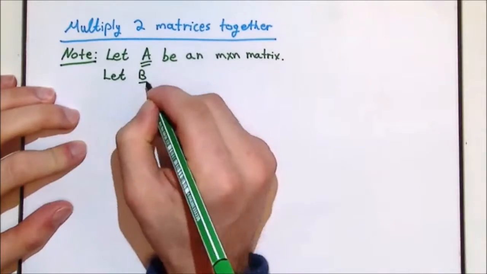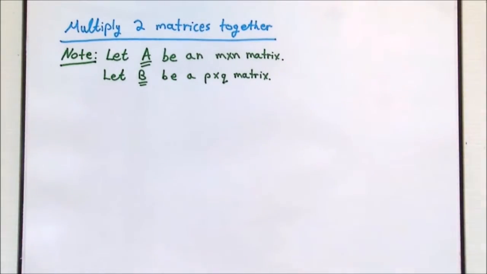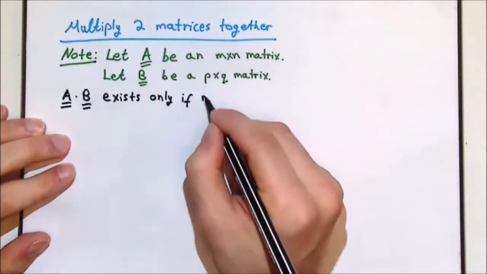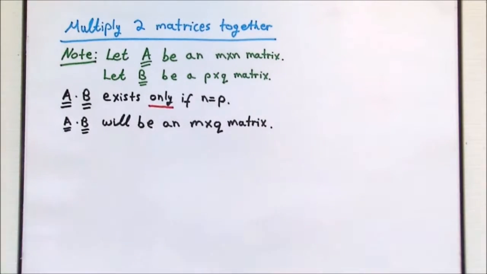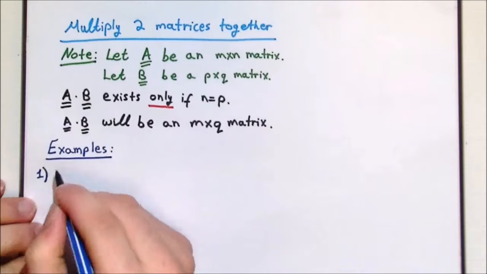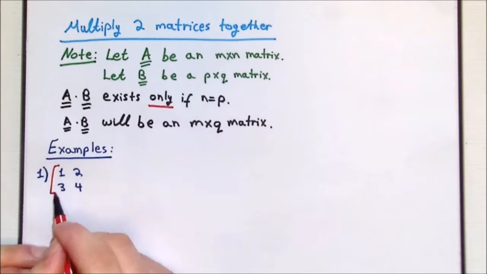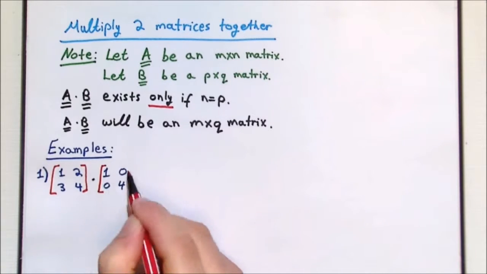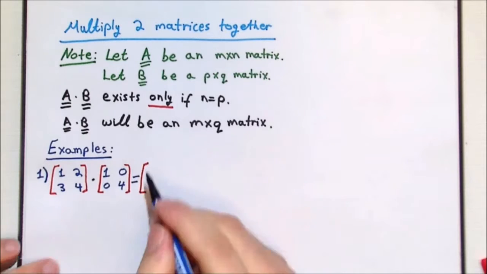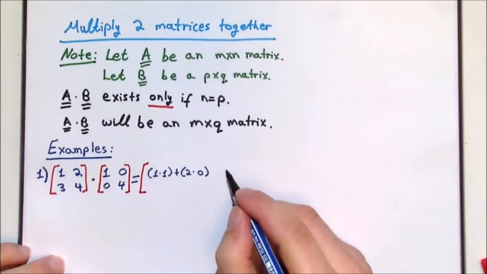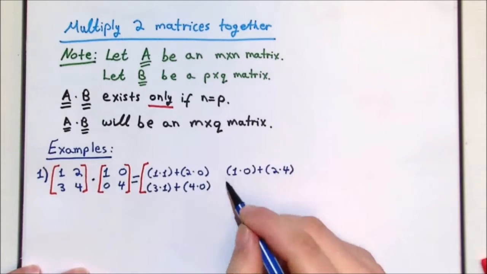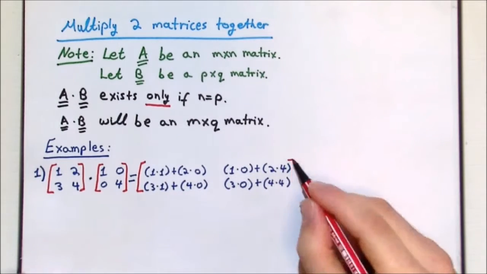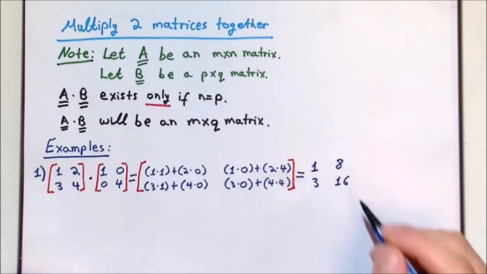So, first, let's say that A and B are m by n and p by q matrices. A times B exists only if n is equal to p. To find a term in the new matrix, we look at the relevant row from the first matrix and the relevant column of the second matrix. If we multiply each value in the chosen row by its corresponding value in the chosen column, then add all these products together, we get our term in the new matrix.